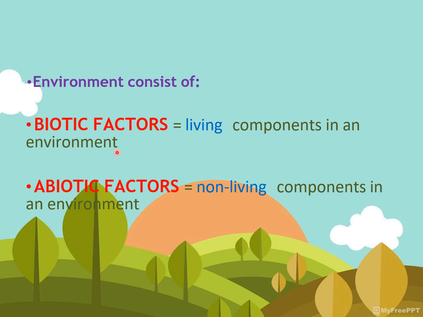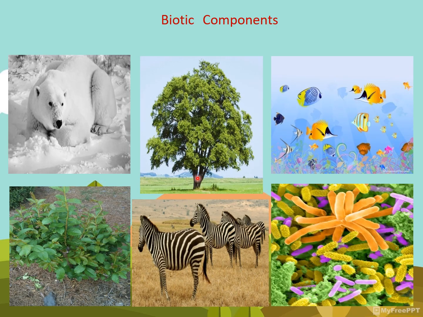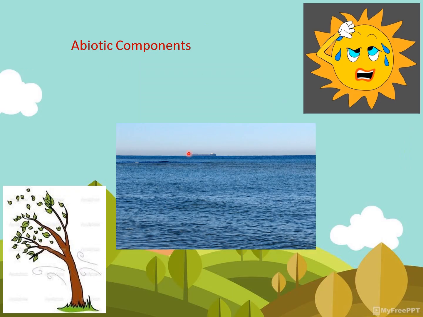So the environment basically consists of two factors. One is the biotic factor, the other is the abiotic factor. Biotic factors mean living components in an environment, whereas abiotic means non-living components. On this slide you can see all the biotic components: all the living organisms, animals, trees, plants, green algae, and so on. The abiotic components include sunlight, water, and other things.